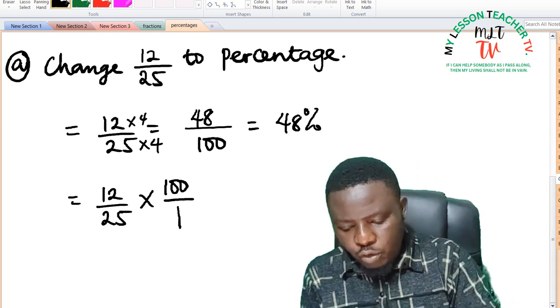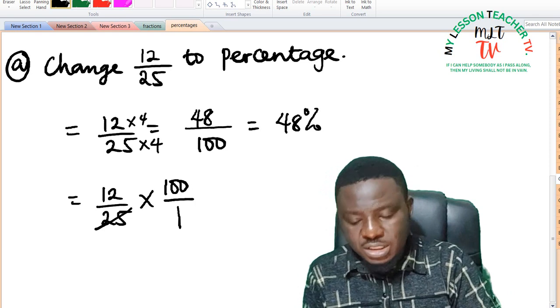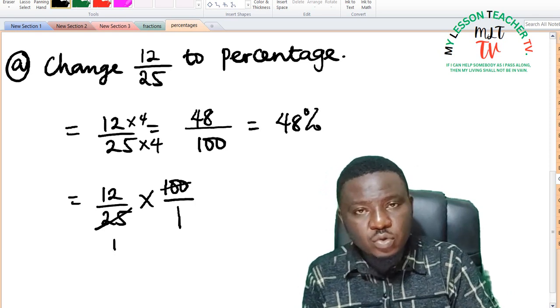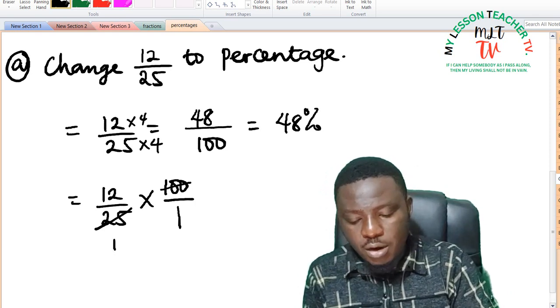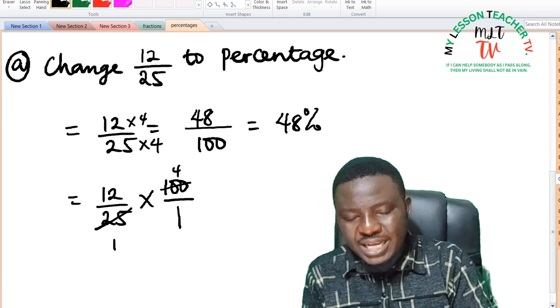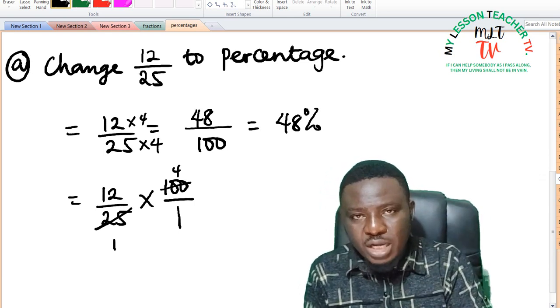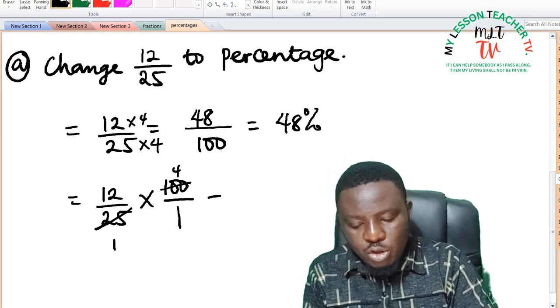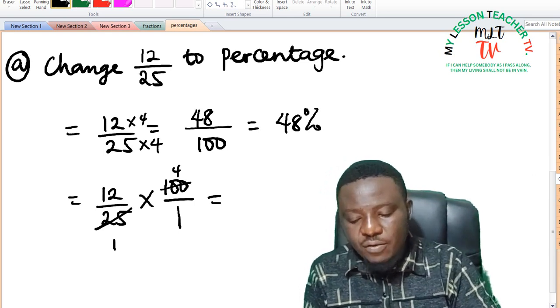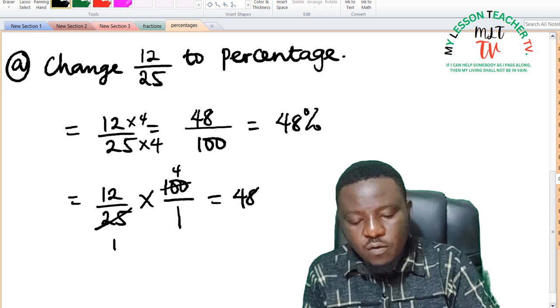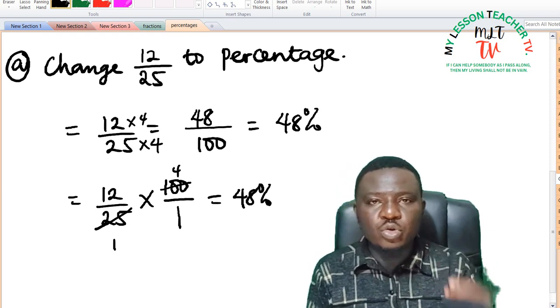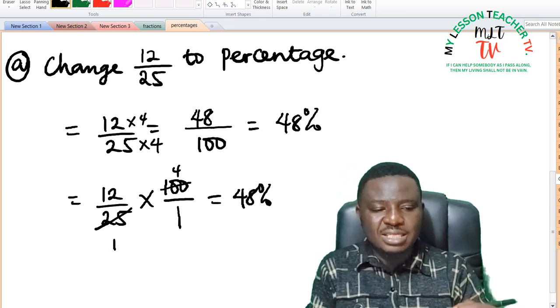So if you do that, 25 into itself is 1, 25 into 100 is 4, which gives you the factor that was used to multiply 25 to get 100, which is 4. So you then multiply it by 12, which gives you 48. So whichever method you use, you will still arrive at the same answer.